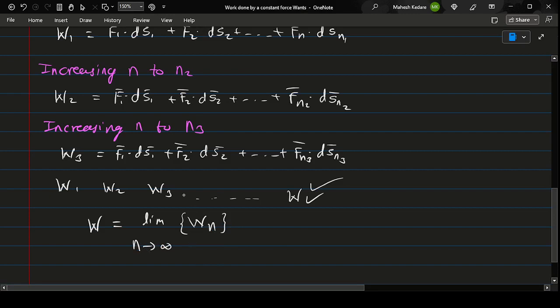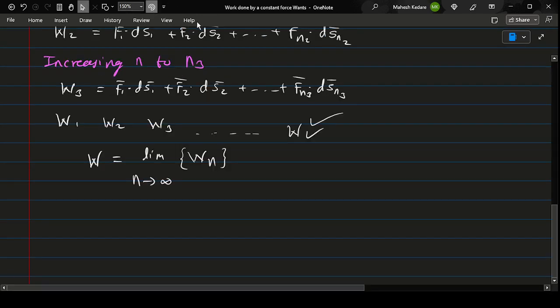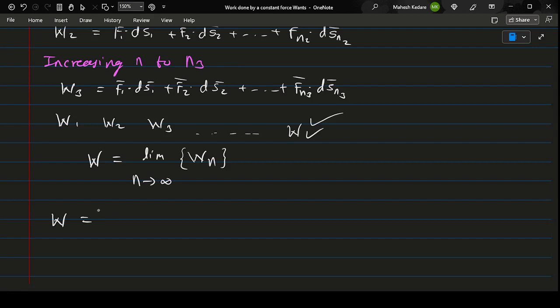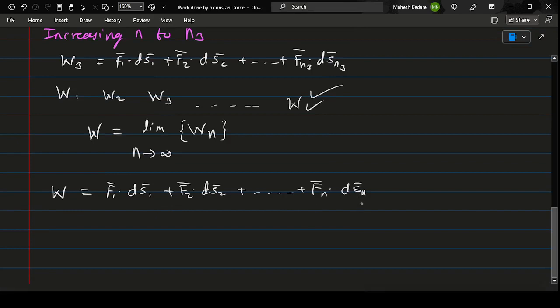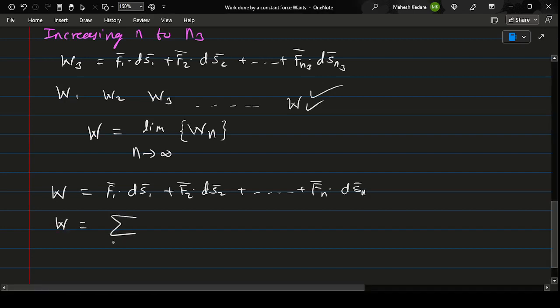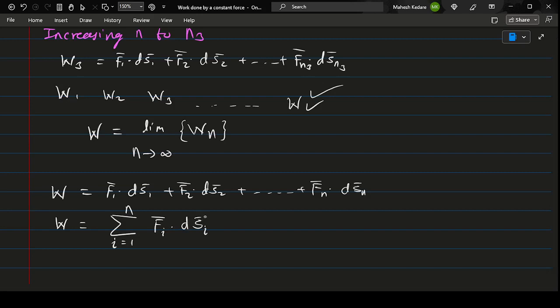Now here n represents the term number in the sequence. We write work done as a sum of work done in small individual displacements. I rewrite the work done: f1 bar dot ds1 bar plus f2 bar dot ds2 bar, going like this till we have fn bar and dsn bar. So this work done is calculated when the total path was divided into n small displacements. We can write W as the sum from i equal to 1 to n of fi bar dot dsi bar.